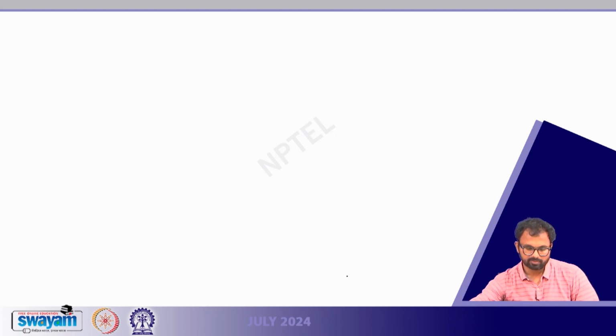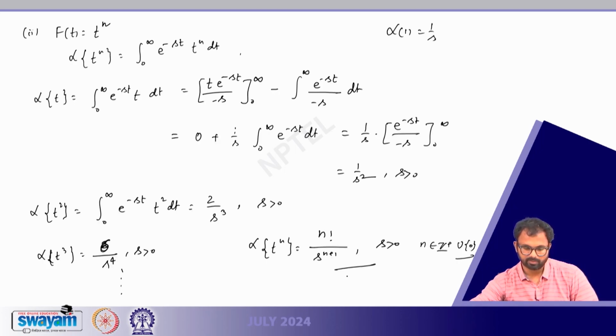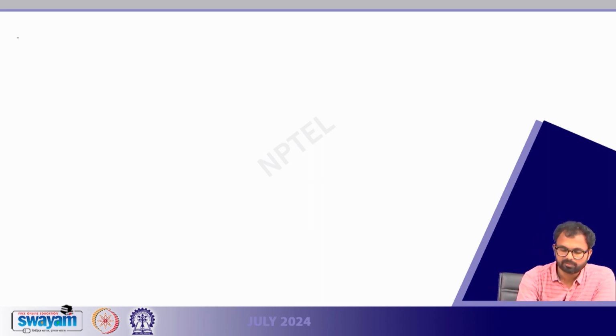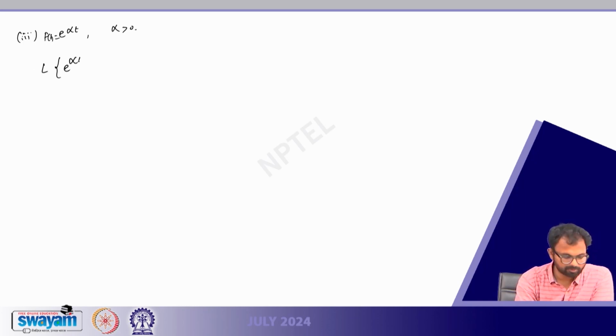Okay, now let us go to the next page, the next function. Suppose our given function f(t) is e to the power alpha t, where alpha is any positive number. Then we will have the Laplace transform of e to the power alpha t. So this will become the integral from 0 to infinity of e to the power minus st times e to the power alpha t dt.